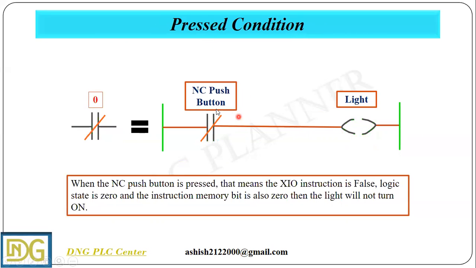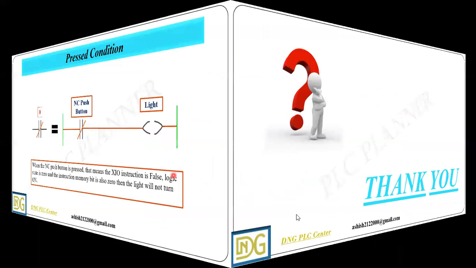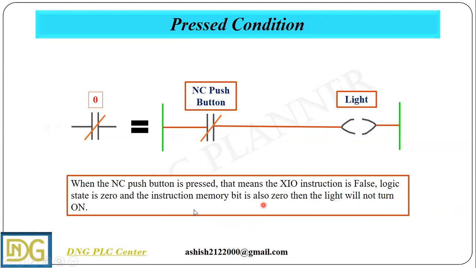In the pressed condition, when this XIC instruction is pressed, it will show a 0 value here, and it will not send the power supply to our light. So our light will turn off. When the NC push button is pressed, that means the XIO instruction is false. The logic state is 0, and the instruction memory bit is also 0. Then the light will not turn on. It will turn off when we press this XIO instruction.